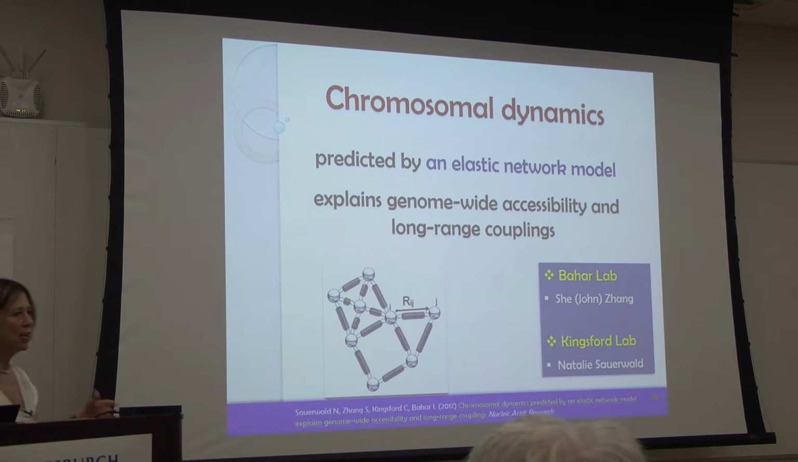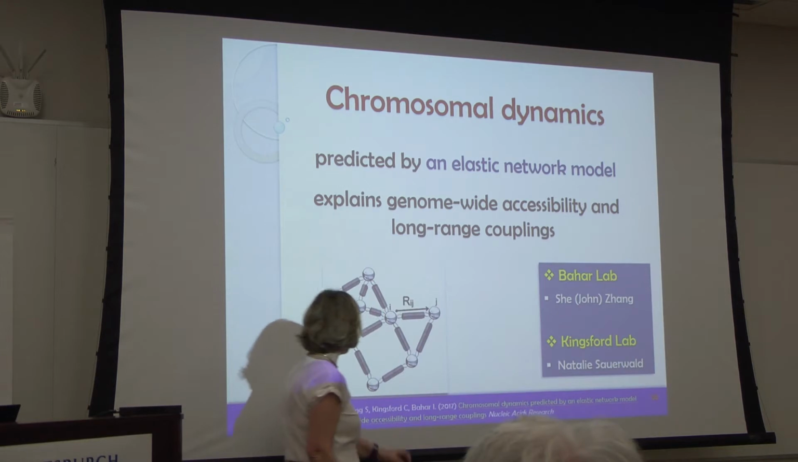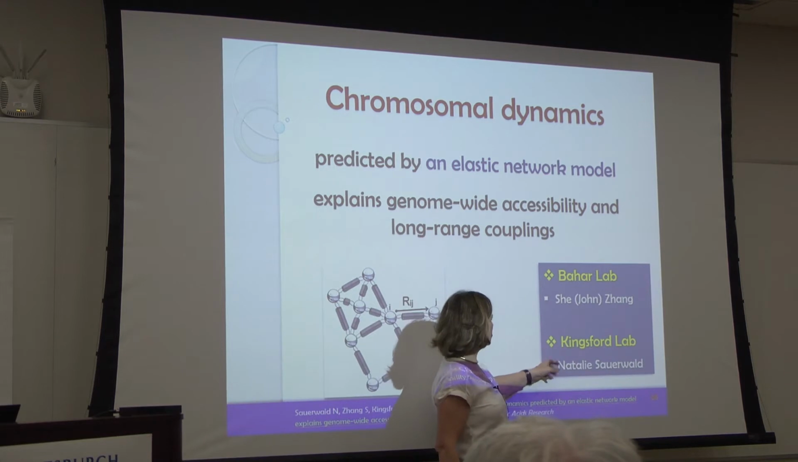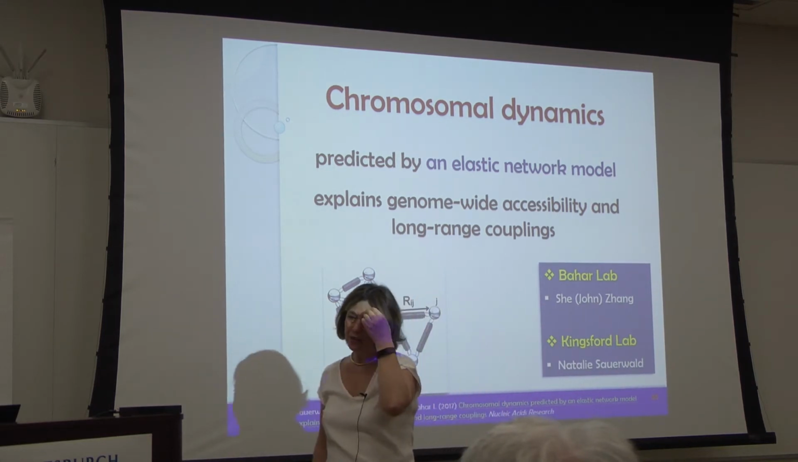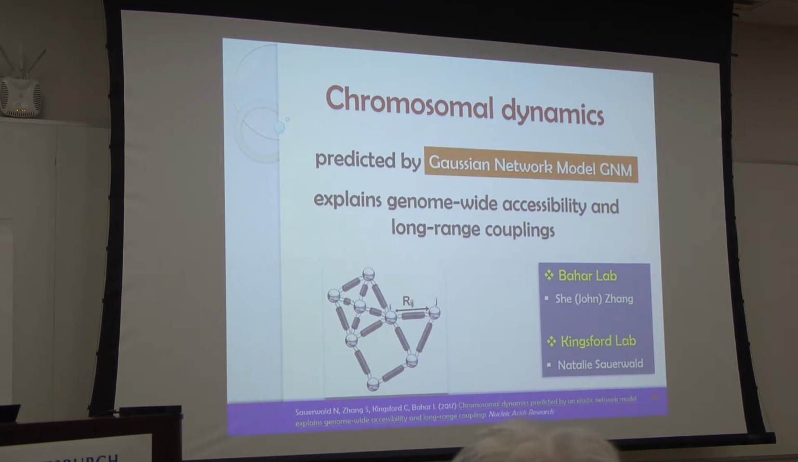It was a collaboration. I'm not a genomics person. My collaborator, Kingsford, is a genomics person from Carnegie Mellon. I've learned a lot from him. And this was his student. This was a collaboration between the two labs to really have a more physical understanding of the entire chromatin dynamics, using the Gaussian network model. And we were able to explain many observations on genome-wide accessibility and long-range couplings.